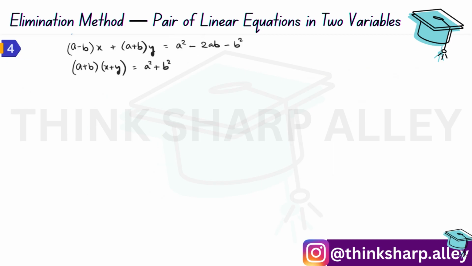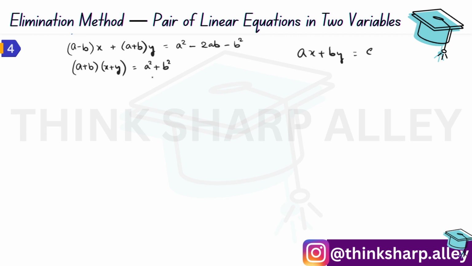Now this is our next question. Before applying the elimination method, we should write each equation so that it clearly shows one x term and one y term. In other words, the equation should look like the standard form ax plus by is equal to c, where a and b are the coefficients of x and y.